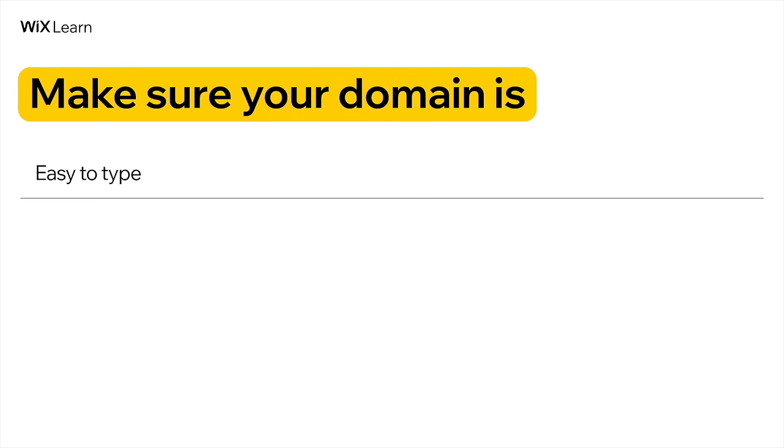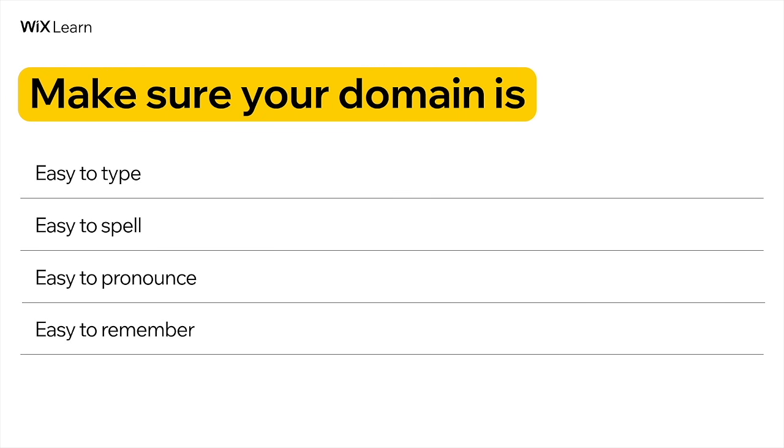You might know it as a URL, but a domain is the name or address that viewers and search engines will use to reach your site. For example, Wix's domain is wix.com. When you're choosing your unique domain name, make sure it's easy to type, spell, and pronounce, easy to remember.